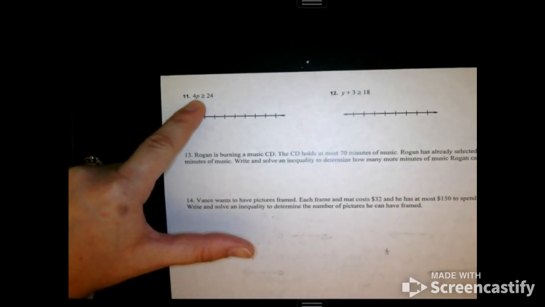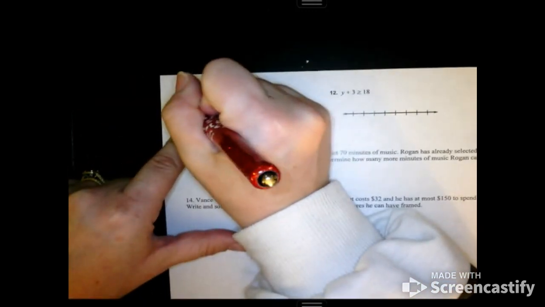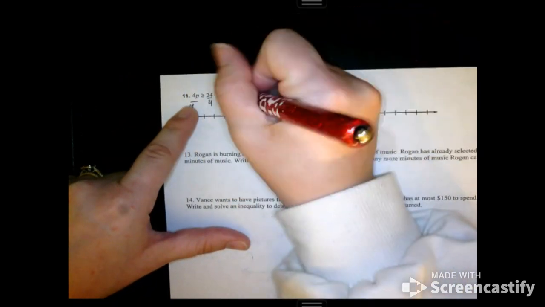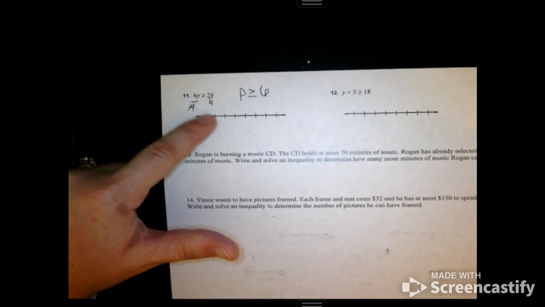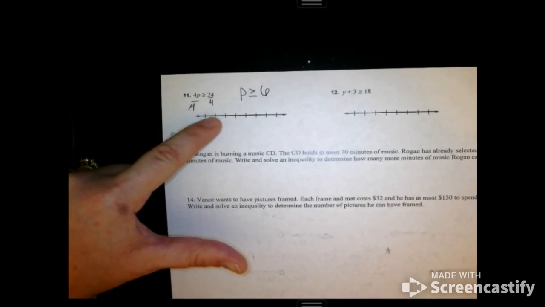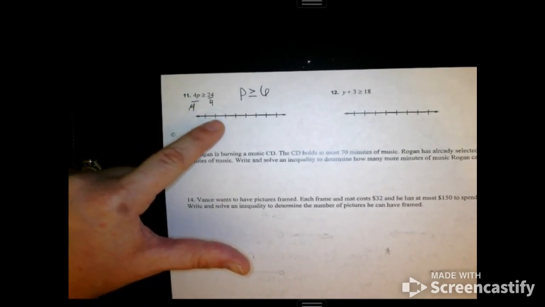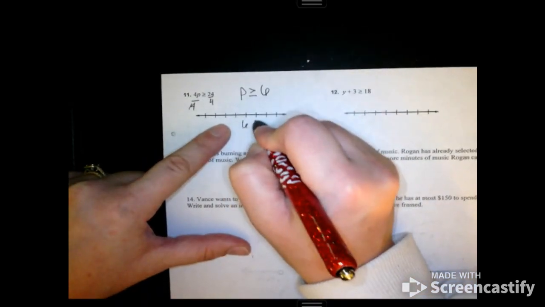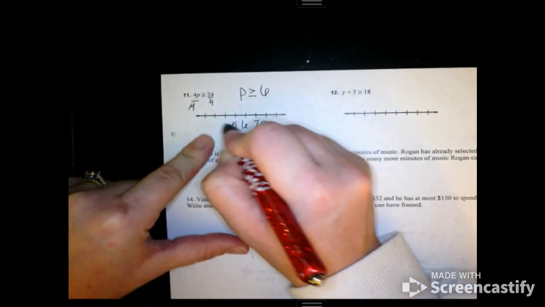What is that doing? Multiplying. So the opposite of that is dividing. So divide by 4, divide by 4. So I have P is greater than or equal to, what's 24 divided by 4? Okay, so I divided, but I didn't flip my sign. Why did I not flip my sign? Because I didn't divide by a negative. All right. So I have 6, 7, 8, 5, and 4. All right. What kind of circle? Closed. Which direction?